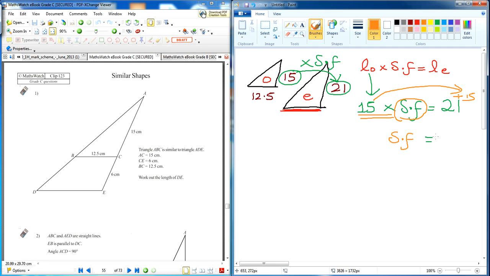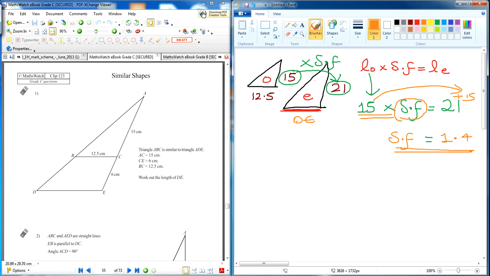Anybody got a calculator with them at the moment? Quickly work that out for me, please. 1.4. Exactly. Okay, so that gives us 1.4. That's not recurring, just 1.4, yeah? Lovely. That's our scale factor. Now that we know the scale factor, we can actually work out this missing length here, which they call DE. Right. Now we're going to work out the DE.